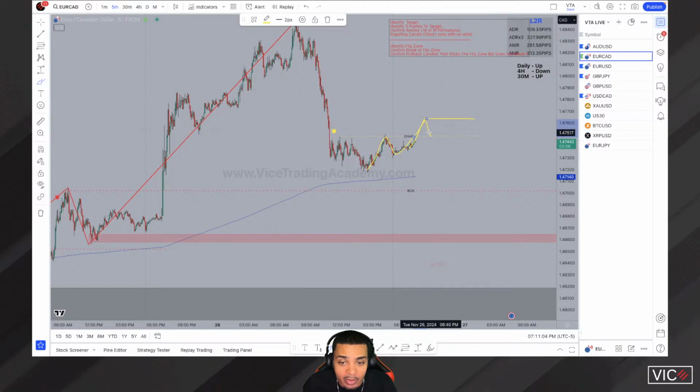Then once we have that change of character, retest breaks above, then I want to see price retest wherever it retests. Then I'm looking to enter to continue the trend. I want to see those two things. These are confirmation. Remember, trading is about probabilities, right? So you have to get the probabilities into your favor.